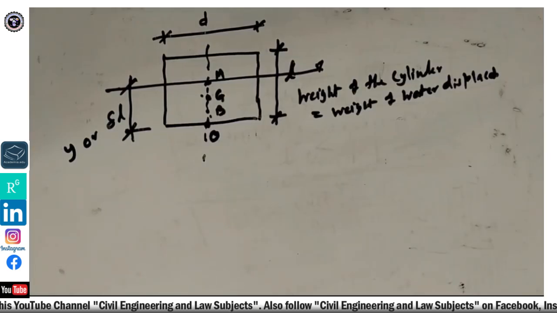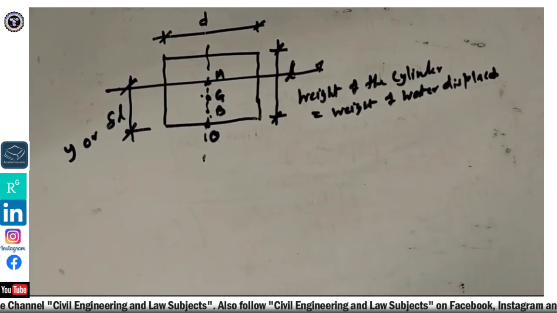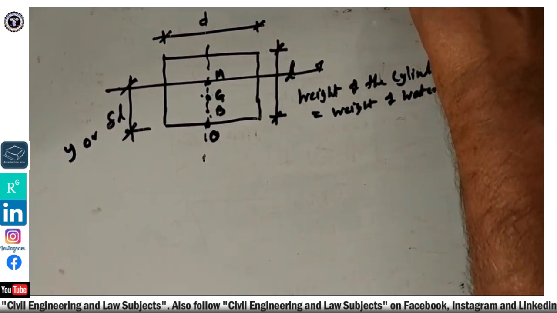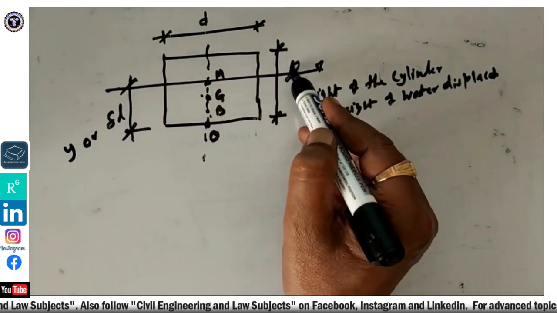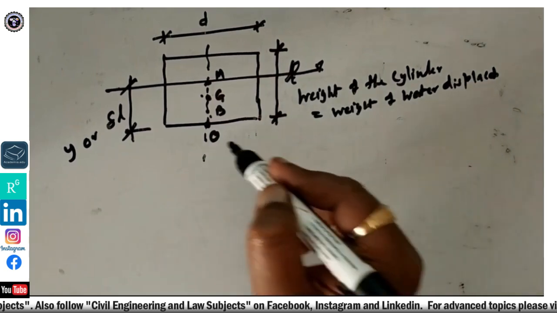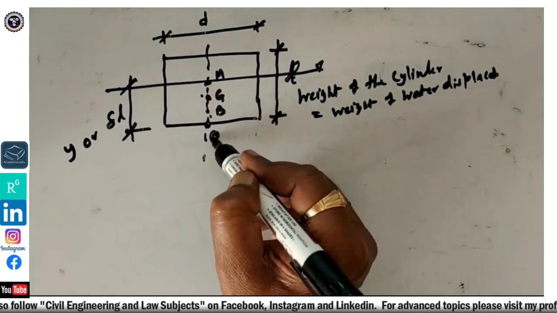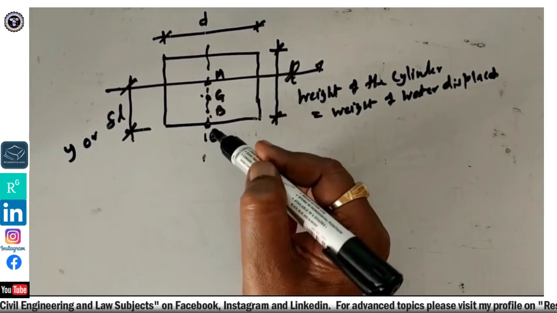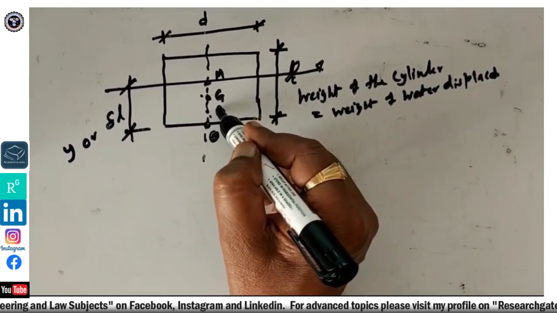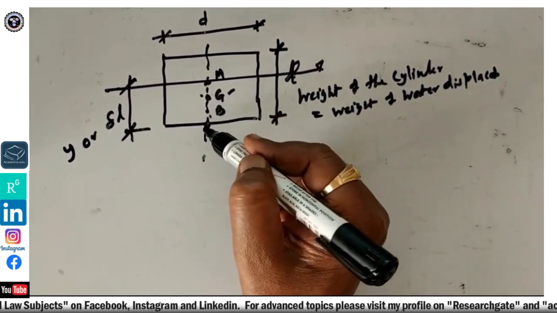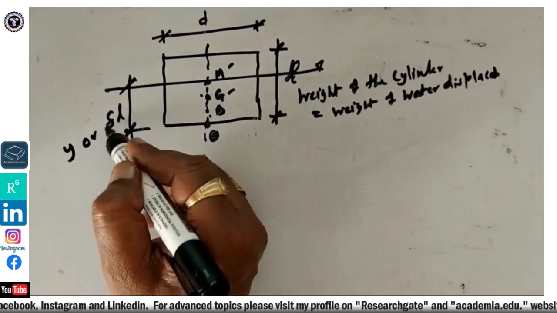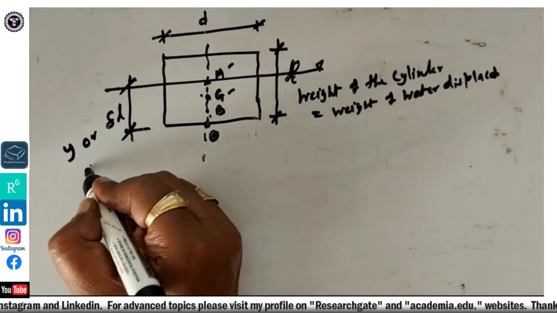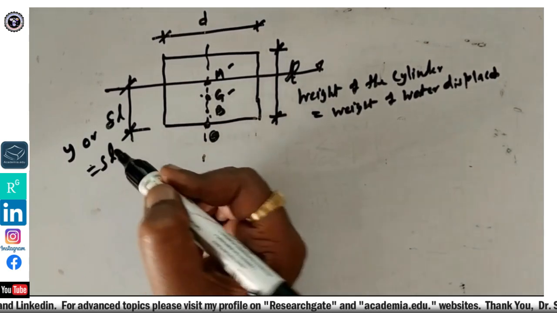So let us begin with this diagram. So this is diameter D here. L is the length of the cylinder. O is the apex, the bottommost apex point. B is the center of buoyancy here. G is the center of gravity, and M is the metacenter. And Y is the immersion, which is equal to SL.